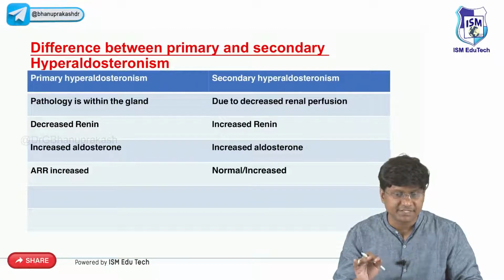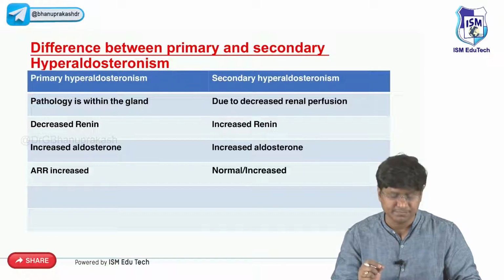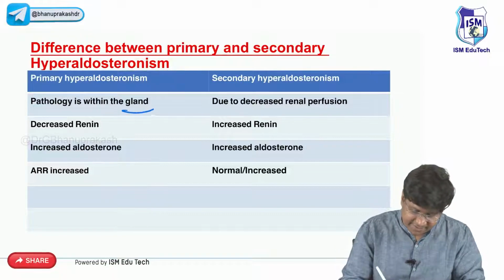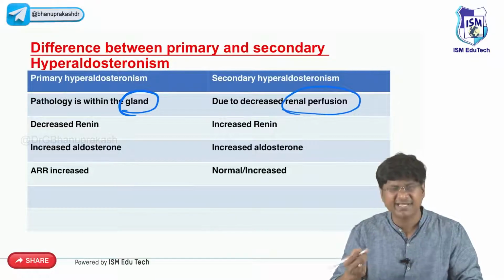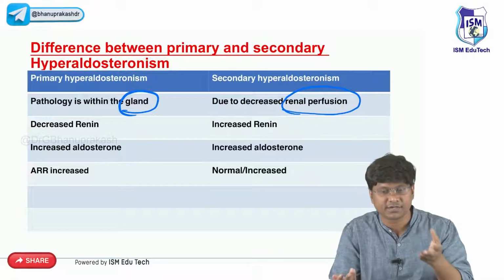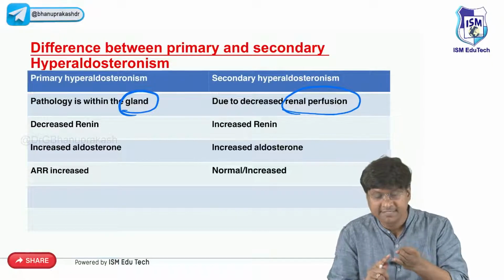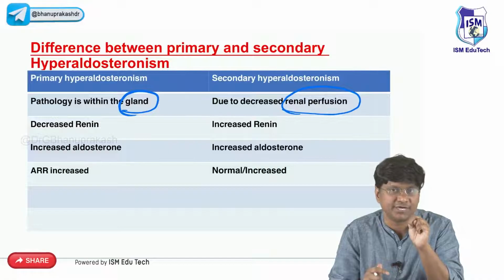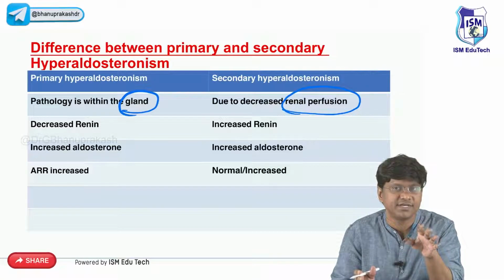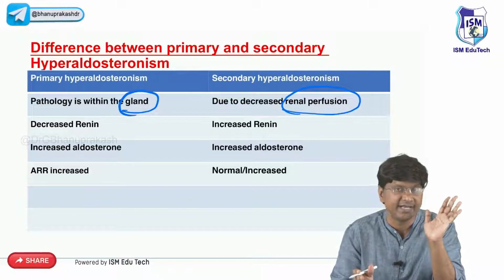Now, if you take the differences between primary and secondary hyperaldosteronism, what do you mean by the word primary? That means the pathology is within the gland. What do you mean by the word secondary? That is due to decreased renal perfusion. What would be the causes for secondary hyperaldosteronism? That would be cirrhosis of liver as well as congestive heart failure. Any condition which is causing decreased renal perfusion can cause secondary hyperaldosteronism.